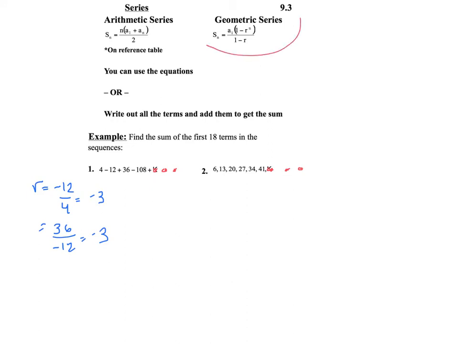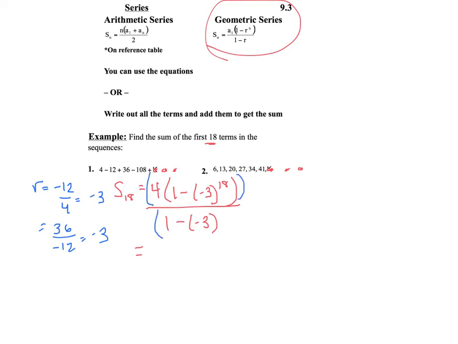So if I plug into my geometric series equation, S sub 18, because I want to find the first 18 terms, equals a1 is 4, that's my first term in my series, times 1 minus my ratio, negative 3, raised to my term number that I want to find, 18, divided by 1 minus my ratio, so 1 minus a negative 3. And you could type that all right in the calculator without simplifying it, as long as you made sure you had parentheses around your numerator and around your denominator. So that's what I'm going to do, is type it in the calculator.